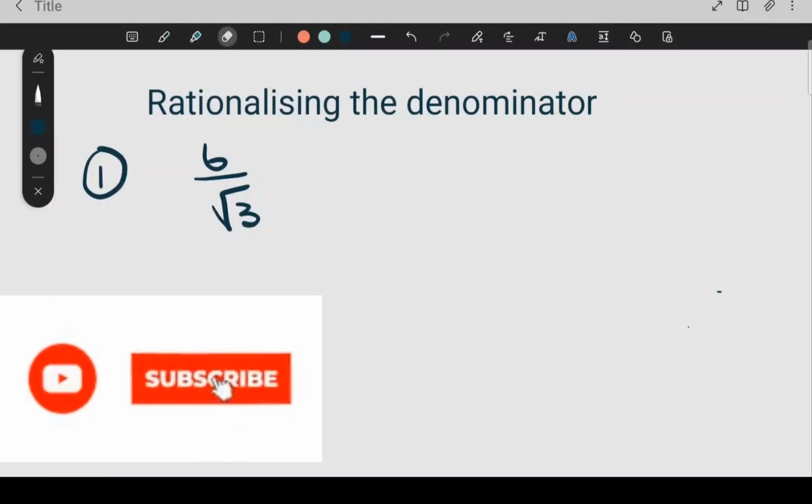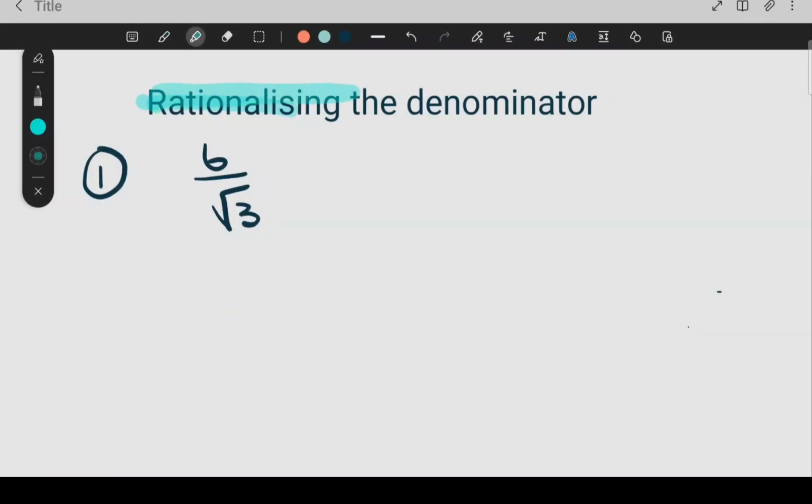Hi, grade 11s. We are going to rationalize the denominator. Rationalizing the denominator means I don't want a root in the denominator. Can you see here? There's the denominator and there's a root. So we want to get rid of that, eh? I'm going to show you how to do it.